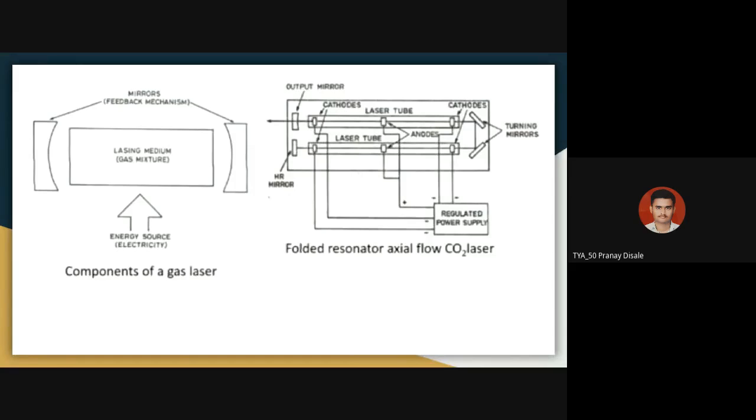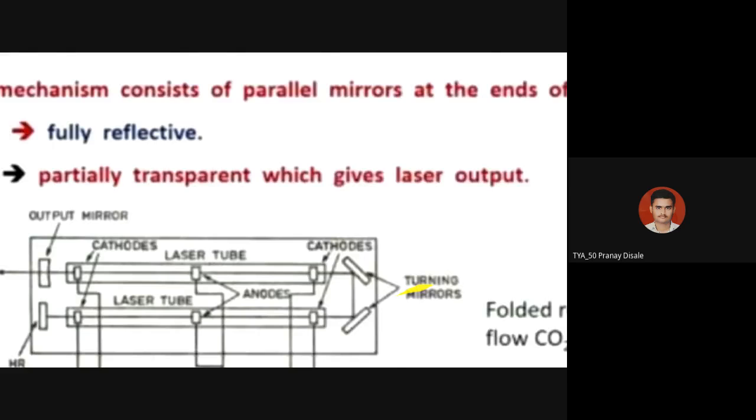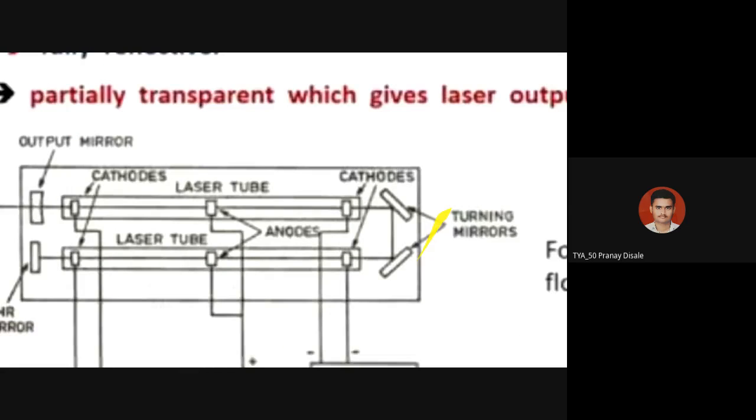Okay, okay. So up till now I have discussed some basics. Now we'll discuss the working principle. So what is the basic working principle of this laser beam machine? As we know, energy input, that means in the form of heat or electricity or light, is given into this lasing medium. You can see also this diagram.